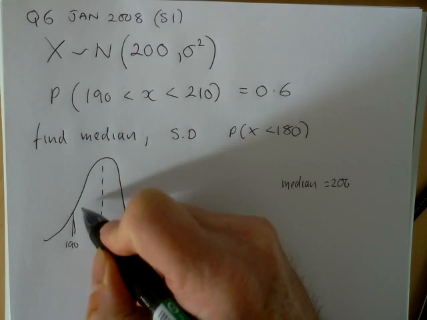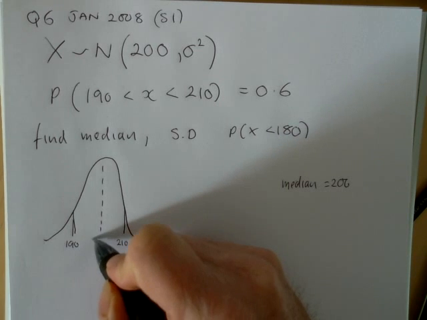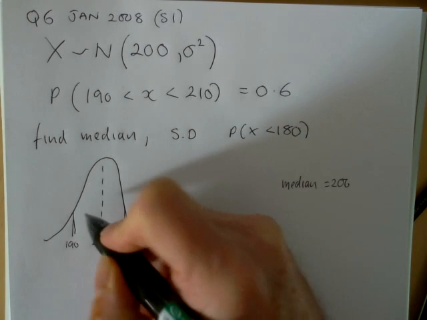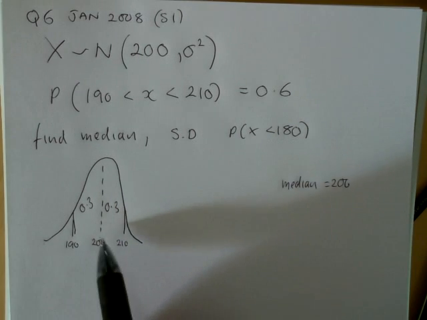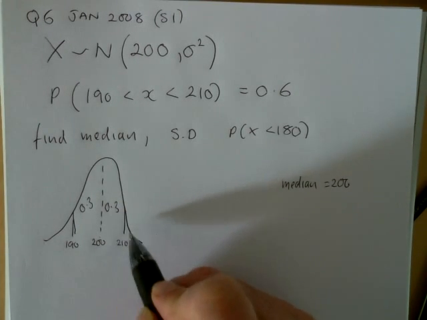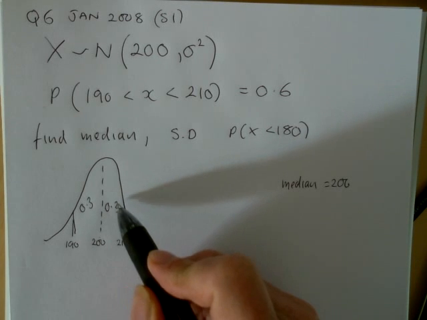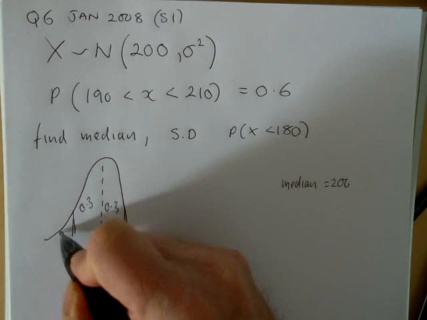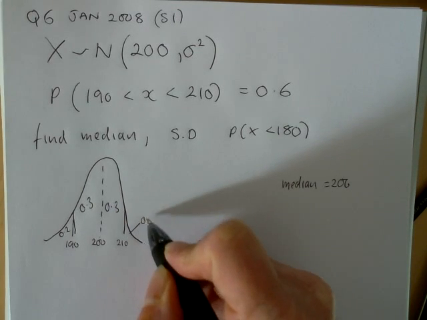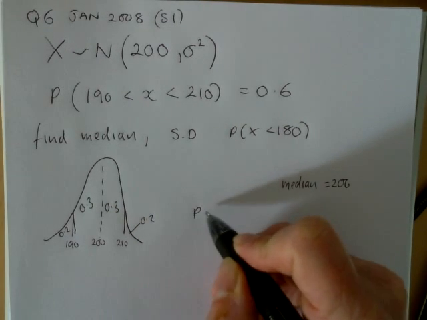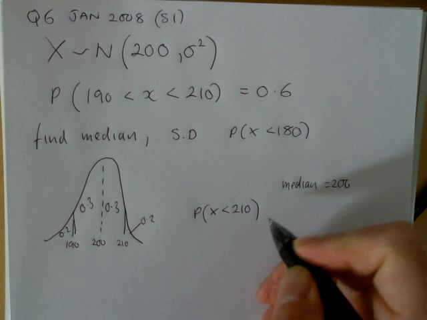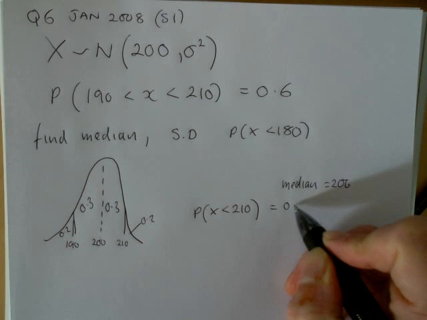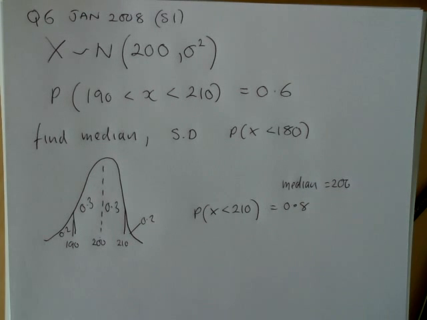Now again, because of the symmetry, the gap from 190 to the mean is exactly the same as the gap from the mean to 210. So probabilities are going to be like this. Between 190 and 200 is 0.3. Between 200 and 210 is 0.3, giving us 0.6, because of symmetry. So this will be 0.2 as well. So we can establish then that the probability that x is less than 210 would be 0.8, and we can use this information to find the standard deviation.